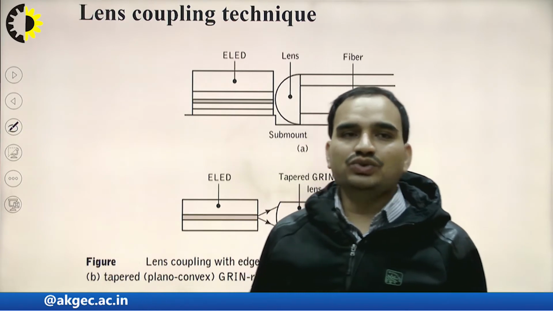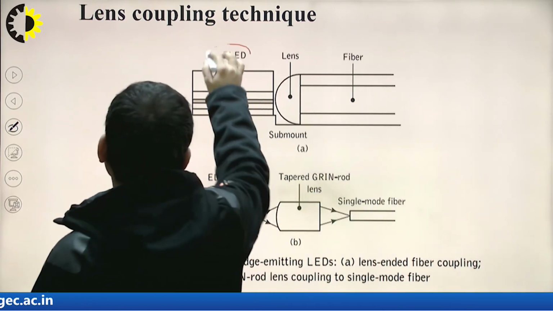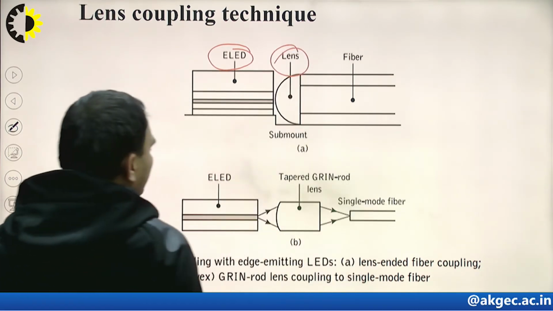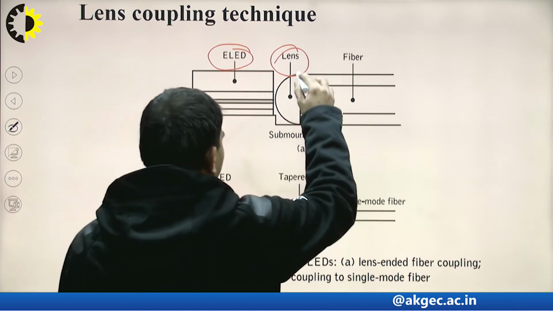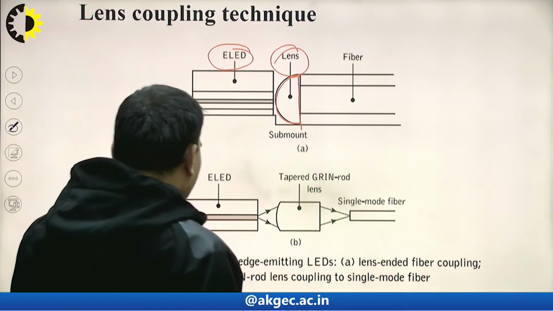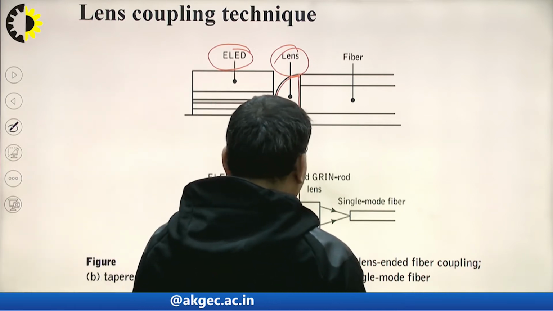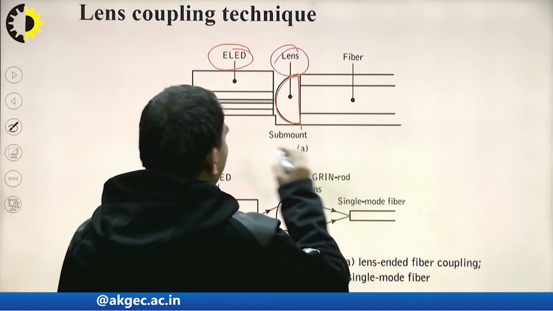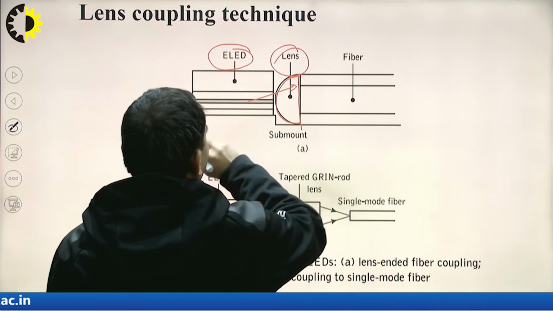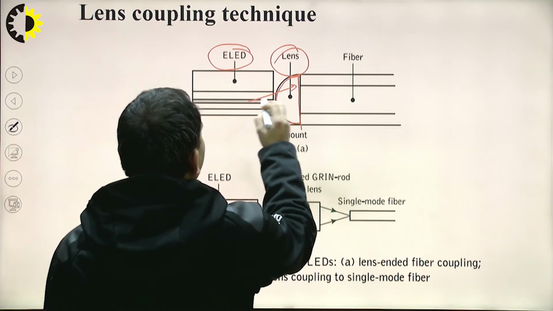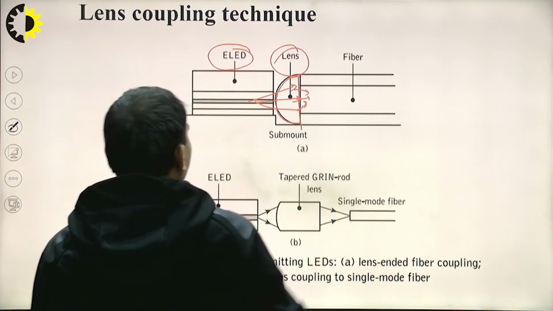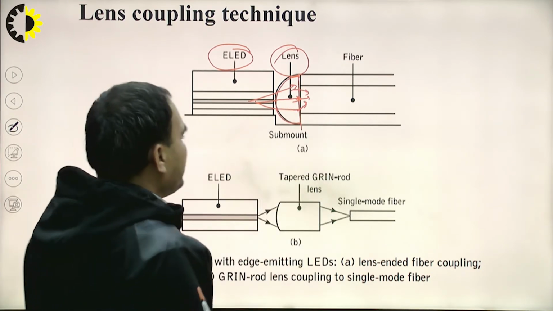Here we can use the edge emitting LED, that is ELED, and the lens is made up of a plano-convex lens. Here we have the plane surface and the convex surface, so we are calling it plano-convex, and this is the tapered arrangement. So we have the lens ended fiber coupling. The concept is that the light is emitted by the ELED and enters the fiber. By using the plano-convex lens, we are coupling more optical power to the fiber.